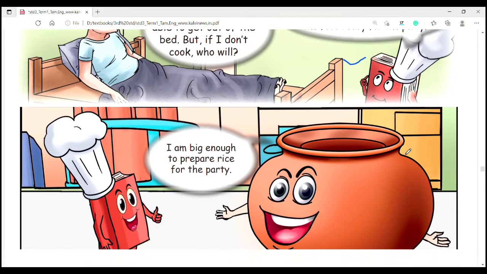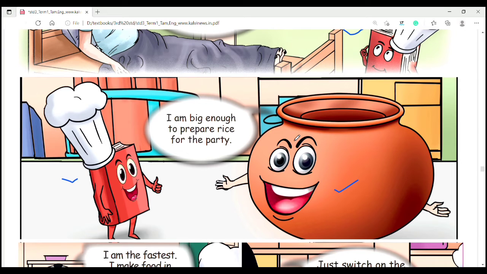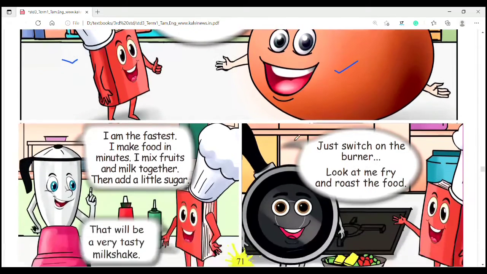So then what's happening? Now the recipe book is talking to a pot. So what is this pot telling? I am big enough to prepare rice for the party. அந்த ஹோல் பார்ட்டிக்கும் ரைஸ் ப்ரிப்பேர் பண்ணுற அளவுக்கு நான் பெருசாக இருக்கேன். ஸோ ரைஸ் குக் பண்ணுற வேலையை நான் பார்த்துக்கிறேன். I will take care of the rice, the pot says. So next, what's happening?